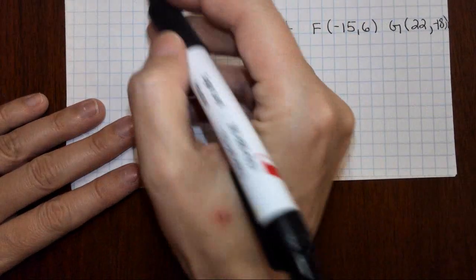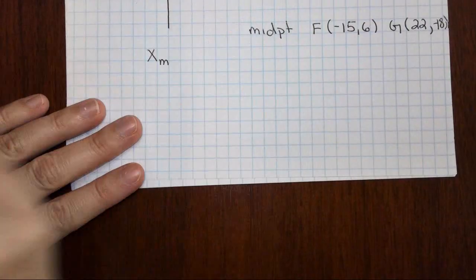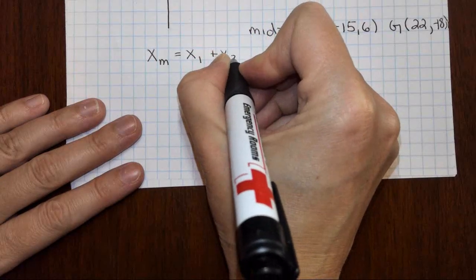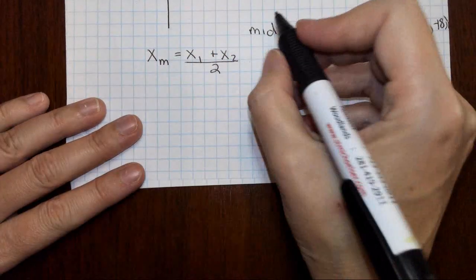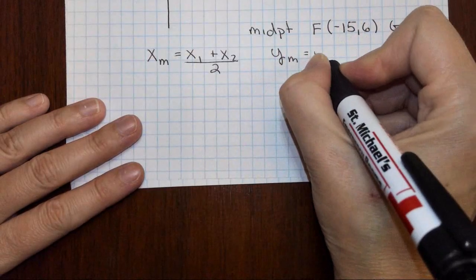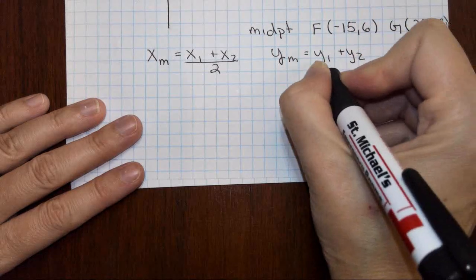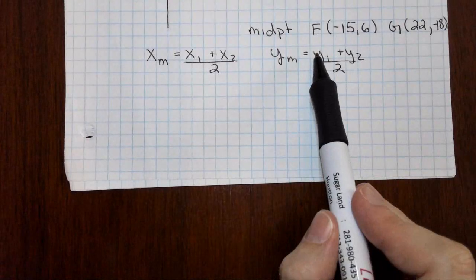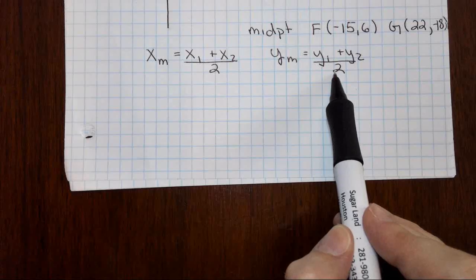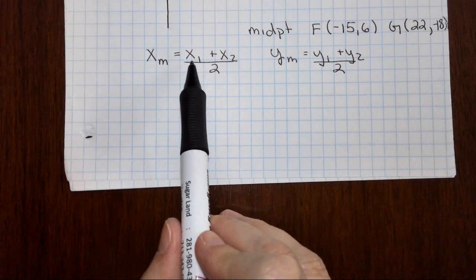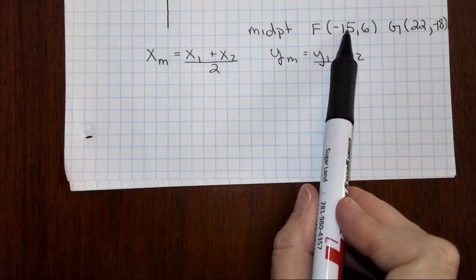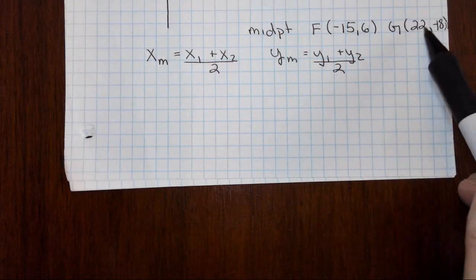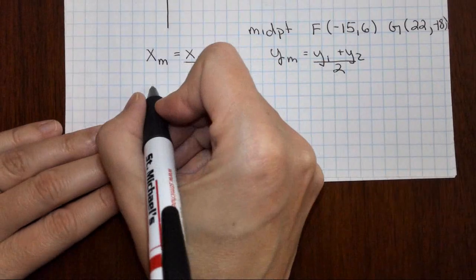The formula for midpoint is that the x value of the midpoint is x1 plus x2 divided by 2, and the y value of the midpoint is y1 plus y2 divided by 2. Remember, when we divide like this, we're actually doing an average. We took two values and we're dividing by the number of them, that's an average. So x1, y1 would be our first point, and x2, y2 means our second point.